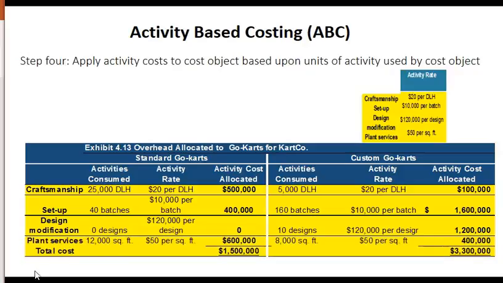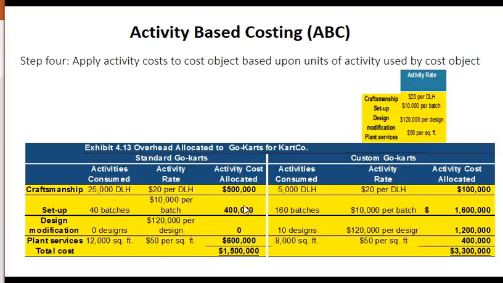$1,200,000. And then plant services, we use 12,000 square feet of space for standard go-karts at $50 a square foot, and it's going to come out to basically $600,000, and 8,000 square feet for our custom carts, $50 per square foot, so we end up with $400,000.